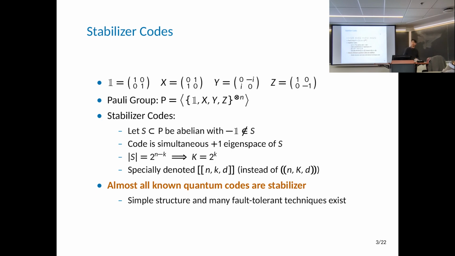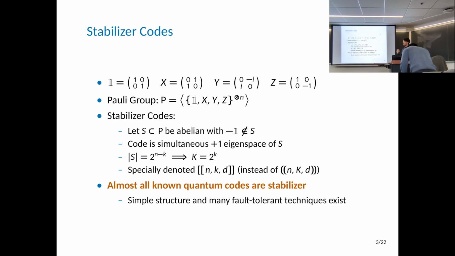Okay, so stabilizer codes. There's a bunch of math on this slide. It's not super important for what we're doing today. The name comes from the fact that the code space is the simultaneous +1 eigenspace of a bunch of commuting operators, or commuting matrices, from some subgroup of the Pauli group. So the code space is stabilized by all these Paulis.